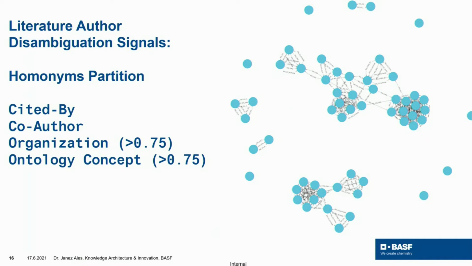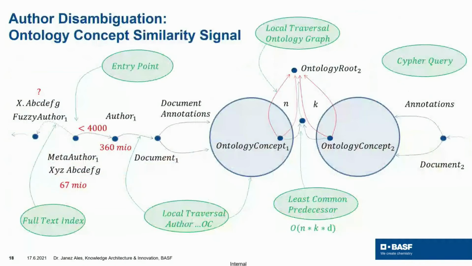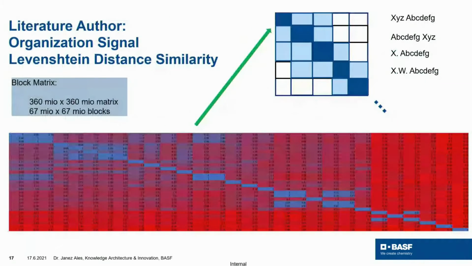Of course, we would like to do this for the whole data set. So how big actually is this? The following slide shows that for journal authors, we have 360 million of them and 67 million meta nodes. So that means 67 million distinct string names. And top right, you can see the matrix. It's of course not complete.